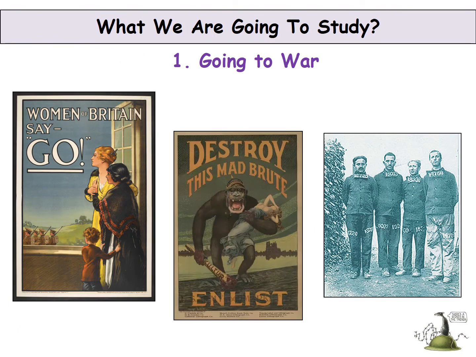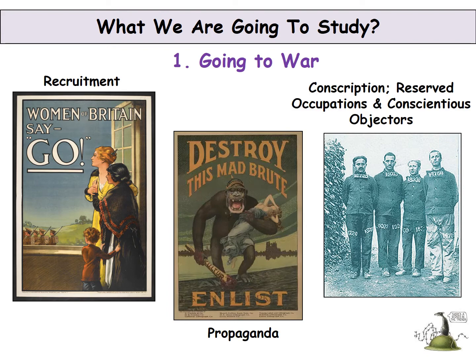So what we are going to study, we're going to study going to war, so we're going to look at the recruitment of men into the war, we're going to look at propaganda that was used, and we'll look at conscription. We'll also look in this section at reserved occupations and conscientious objectors, also known as conchies, so people who refuse to fight in the war.